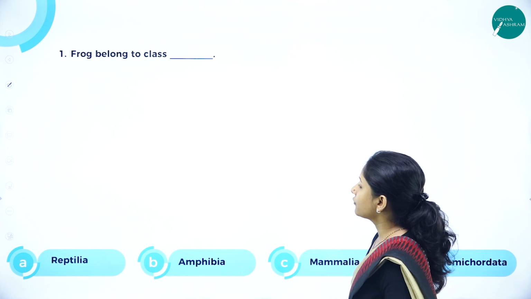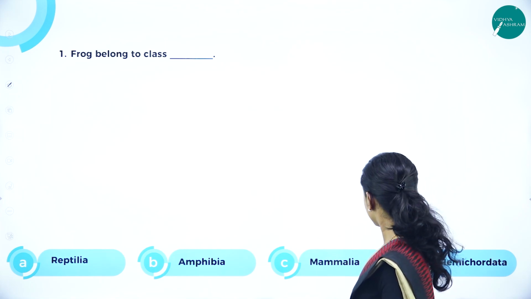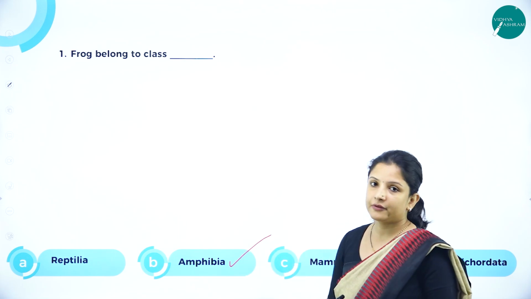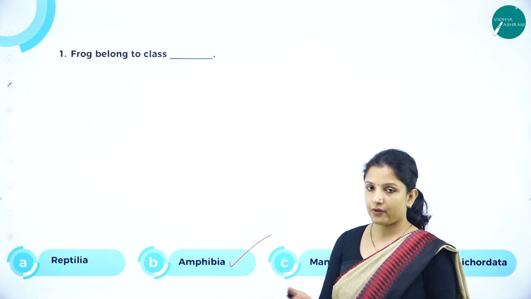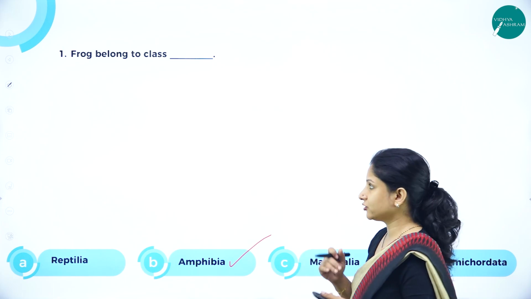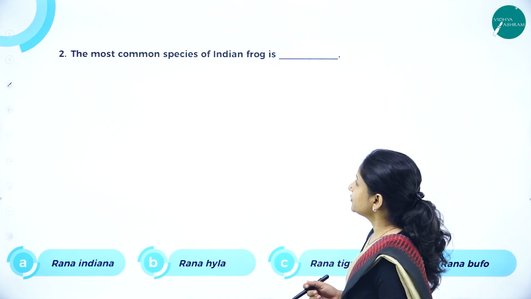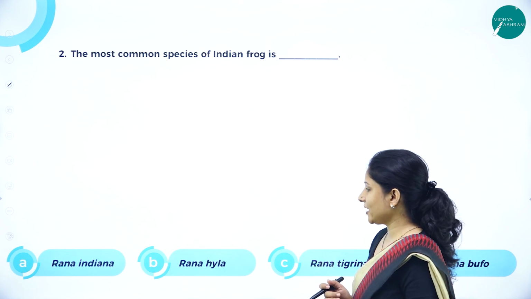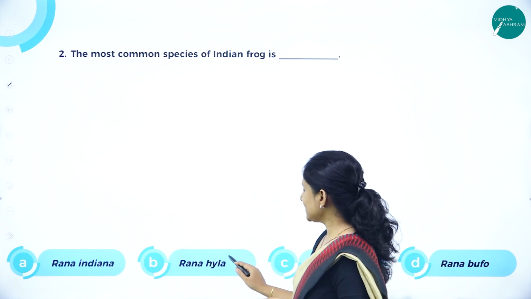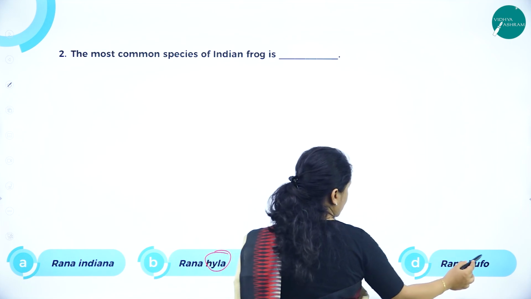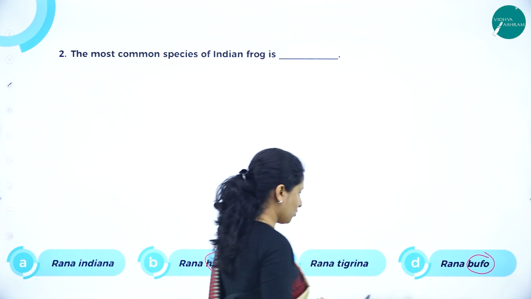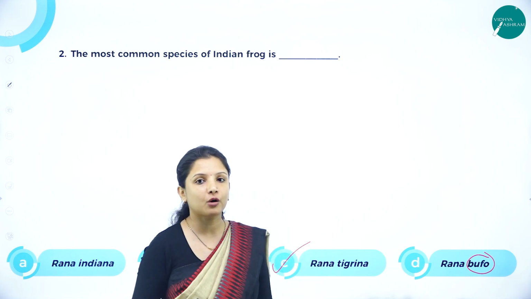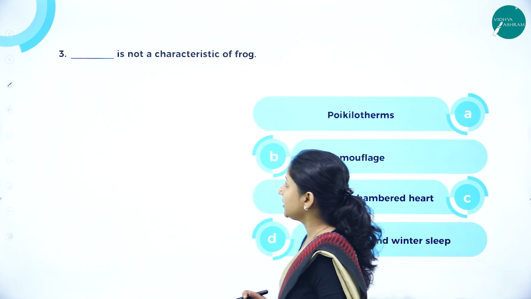Frog belongs to class Reptilia, Amphibia, Mammalia, or Hemichordata. It is Amphibia. Amphibians are those organisms which are capable of living in water as well as on land. Next, the most common species of Indian frog: is it Rana indiana, Rana hyla? Hyla is actually a tree frog. Bufo is actually a toad, a big toad. Rana tigrina is the right answer, option C. So the most common Indian frog is Rana tigrina.